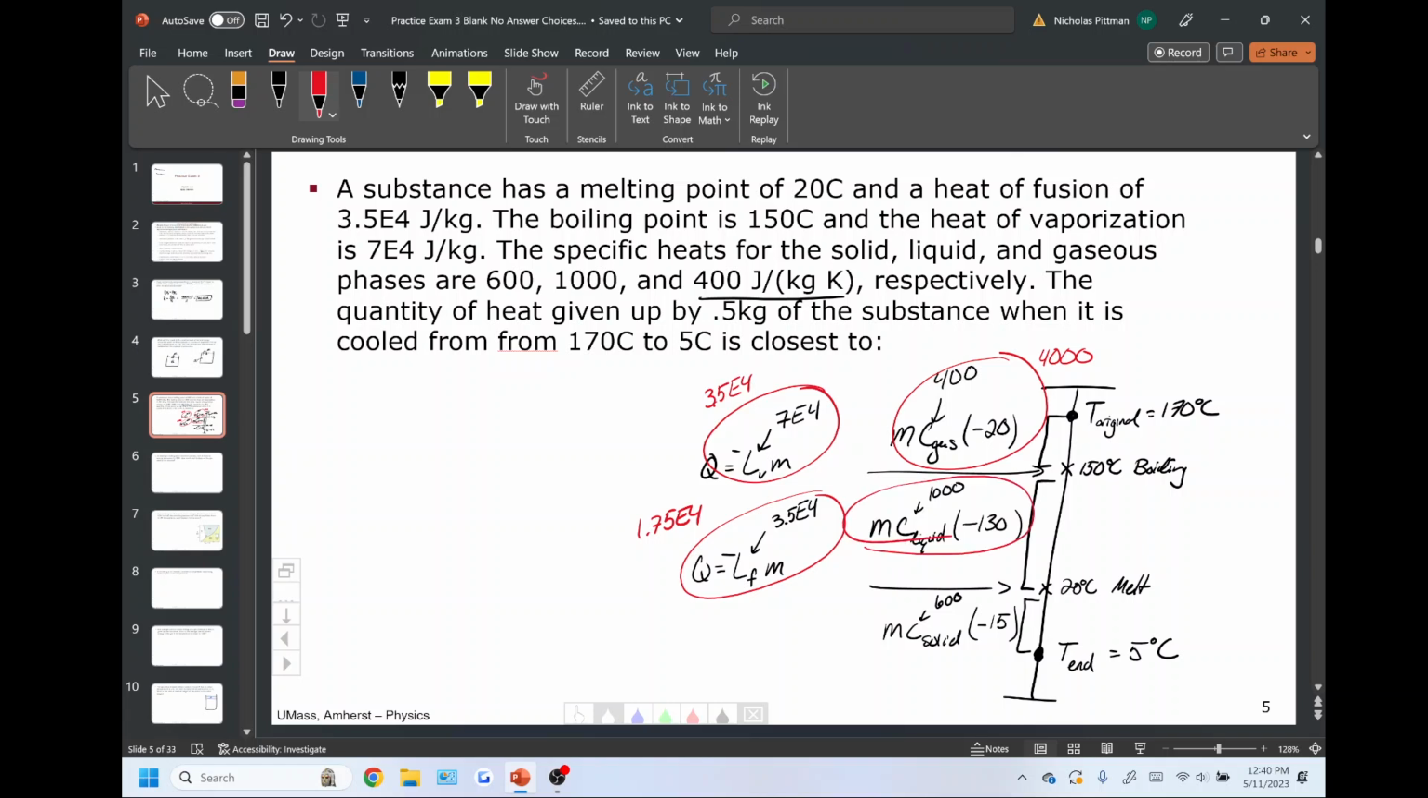This in the middle, 0.5 times 1,000 times negative 130 gives me 65,000. Again, I'm doing all the sizes of the heat outputs. Technically, these are all negative numbers since it's heat outputs. Okay, and lastly, solid phase gives me negative 4,500. So I'm going to total up all these numbers.